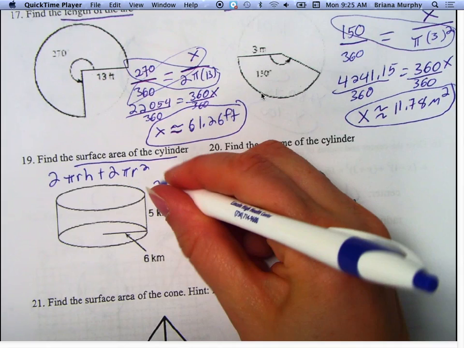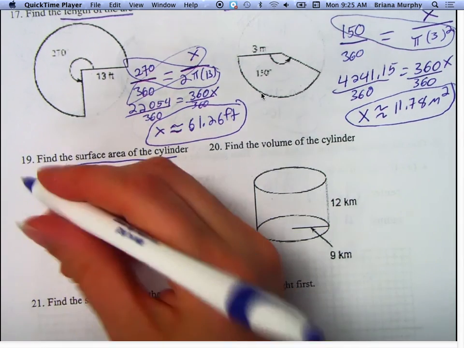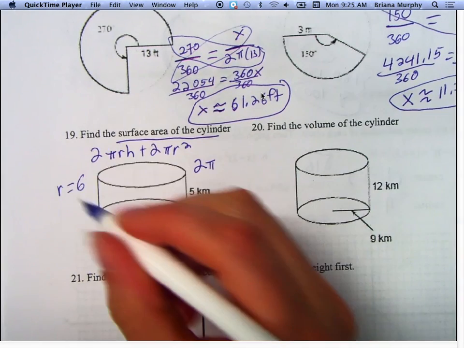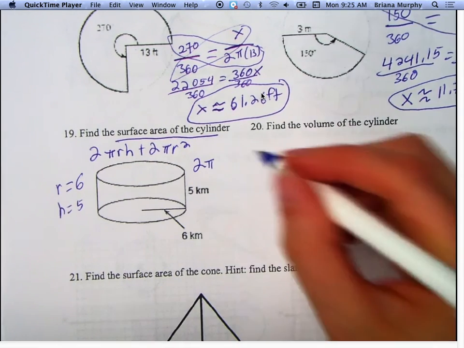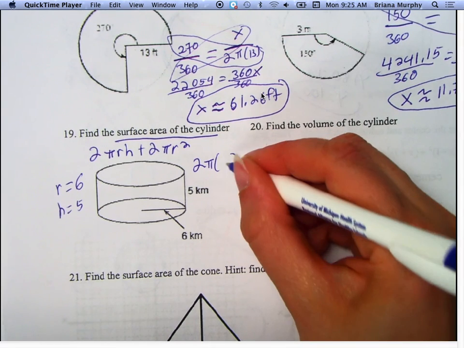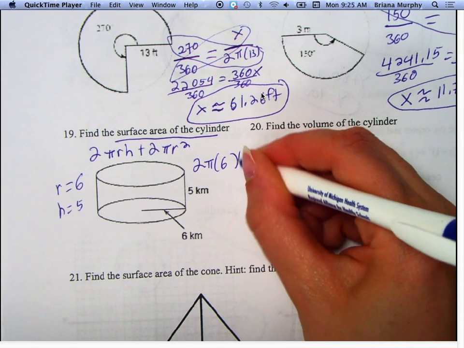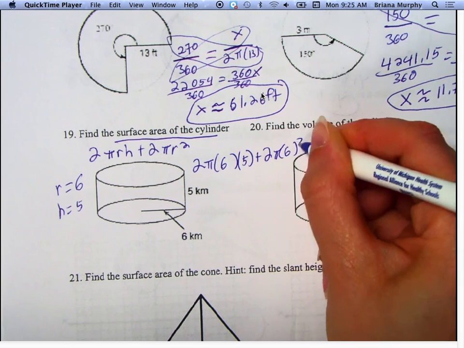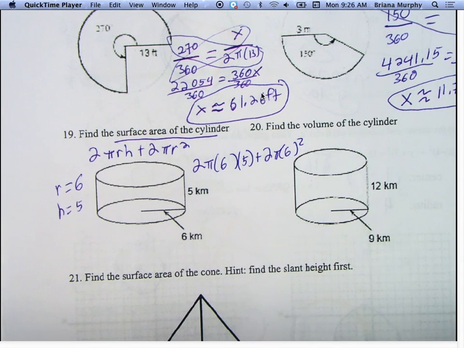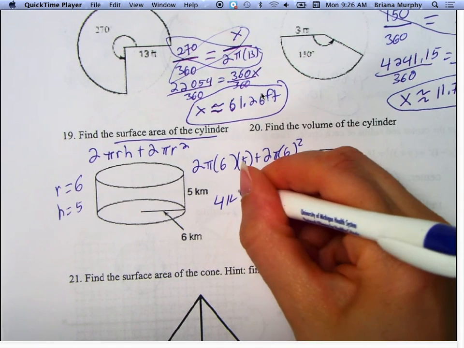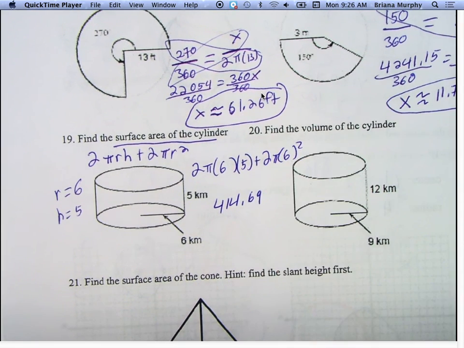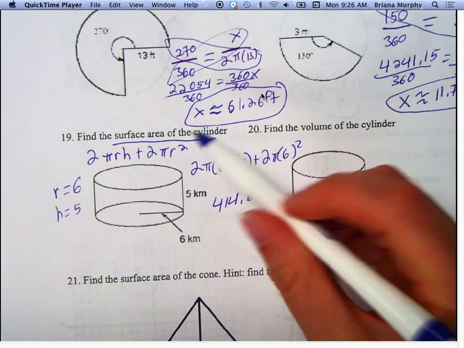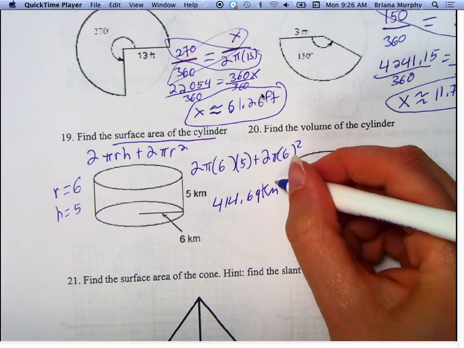So we write 2 pi. Wait, before I move on, what's the radius of this cylinder? 6. What's the height of the cylinder? 5. Okay. So 2 pi times 6 times 5 plus 2 pi times 6 squared. I put that all into my calculator and I get 414.69 what? What's the units for this one? Kilometers what?